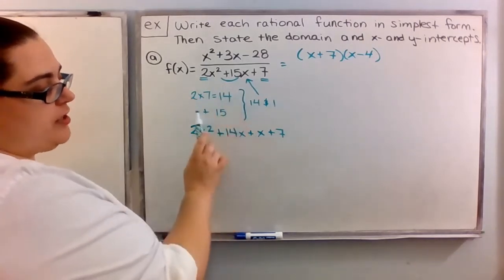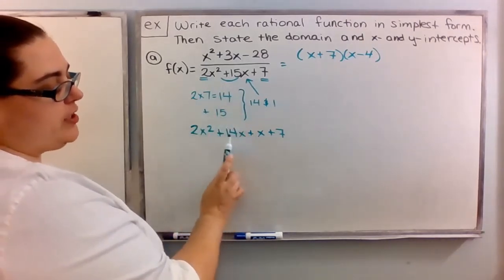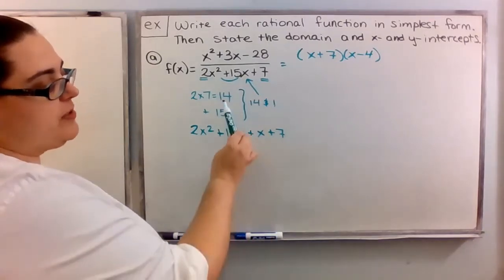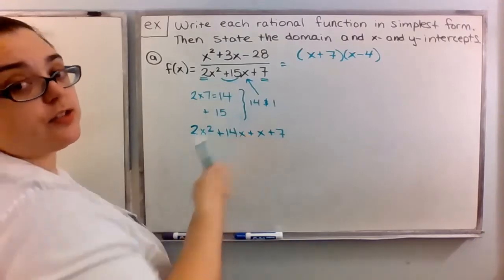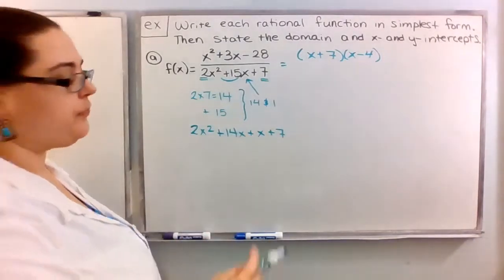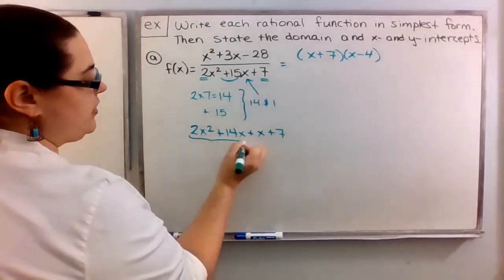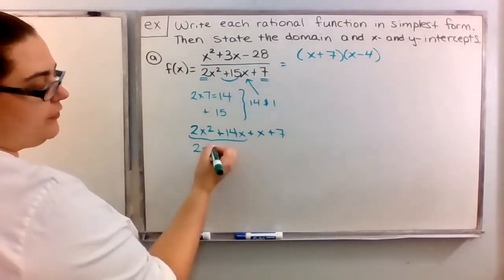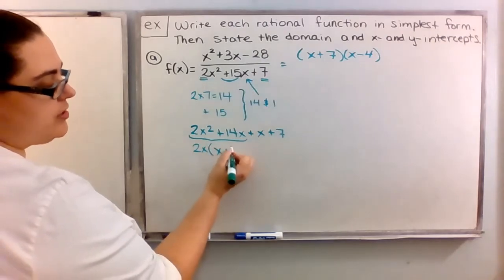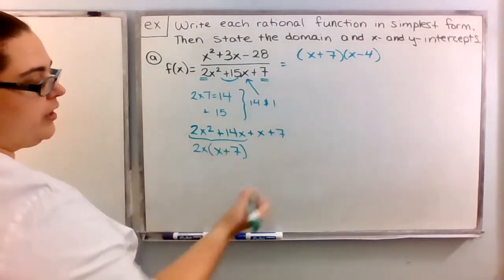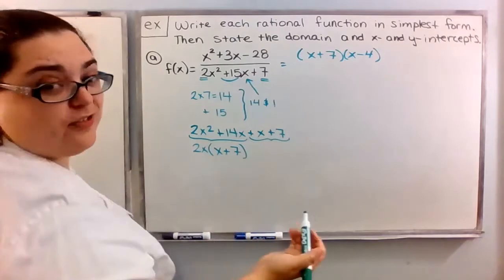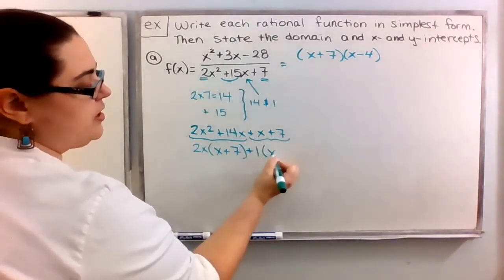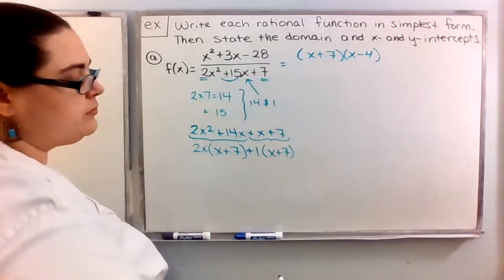That's why in this process we need them to add to 15, so we can split them up into those 2 pieces. The reason we want them to multiply to 14 is so that our grouping technique will work. For example, if I look at these 2 terms, they have a 2x in common. So I can factor that out and get x plus 7. These 2 terms have nothing other than 1 in common. So I'm just going to write plus 1 times x plus 7.